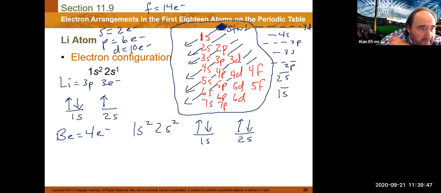So for example, why don't you do boron's electron configuration and carbon's, and do their orbital diagrams. Again, always start here and continue on until you put in all the correct number of electrons. Boron's number 5 on the periodic table, and carbon is number 6. So 5 electrons and 6 electrons.